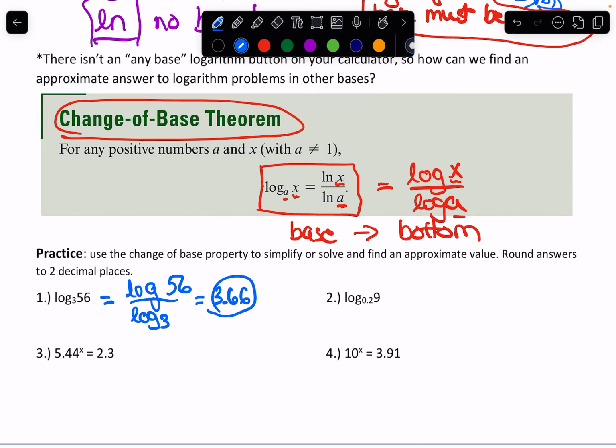Now, let's do the same thing here and try it with the natural log of 56 over the natural log of 3. When you plug that in, you get the exact same answer, 3.66.